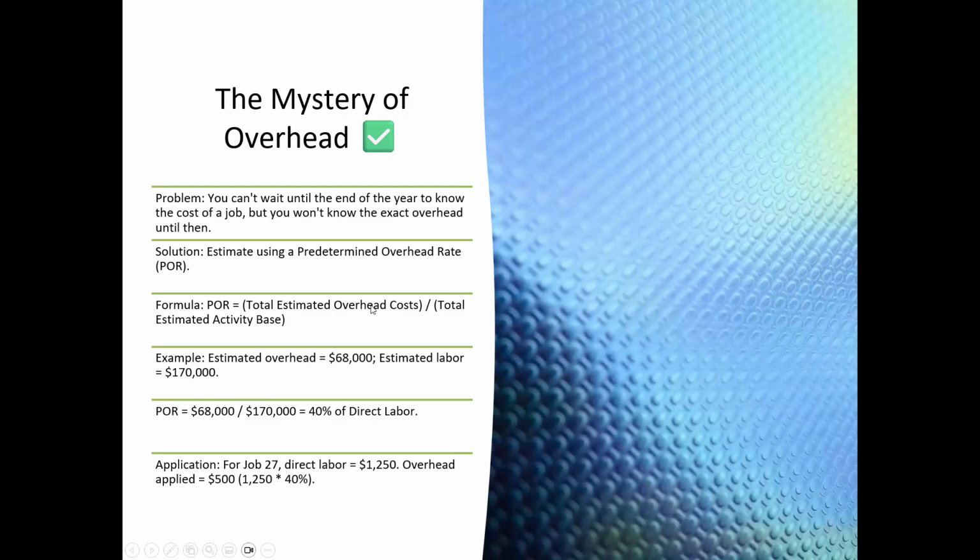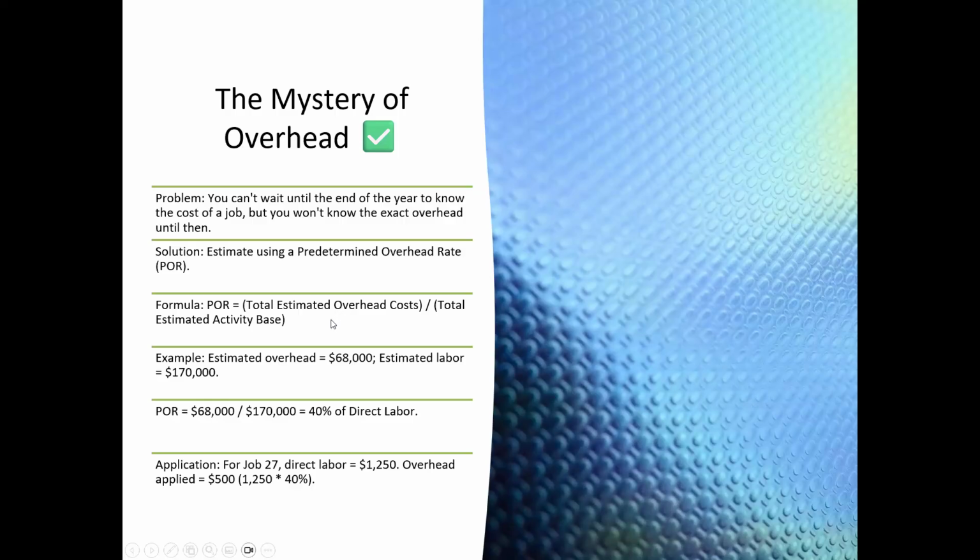Sometimes some companies will use machine hours. Sometimes some other companies will use direct labor hours. I've also seen companies that have used number of units produced. So there are multiple ways you can allocate the overhead.